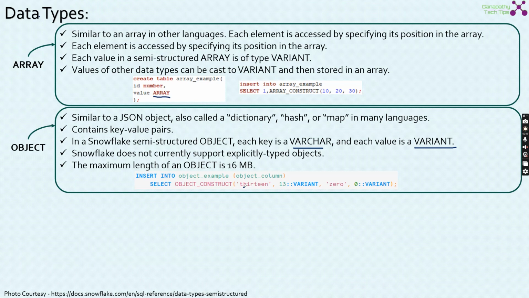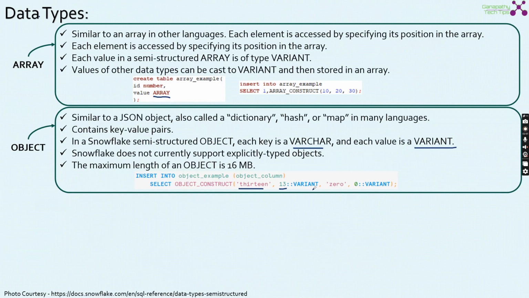Here you can see an interesting example. We are trying to insert data into the object example table, where we are using the object construct function. Again, this is another function which helps you to construct the object. 13 is the key and this 13 is the value. So 13 is the key, which is a varchar, and this 13 is the value which needs to be variant, as we discussed earlier. So we are utilizing these double quotations to convert that. This is the casting methodology.